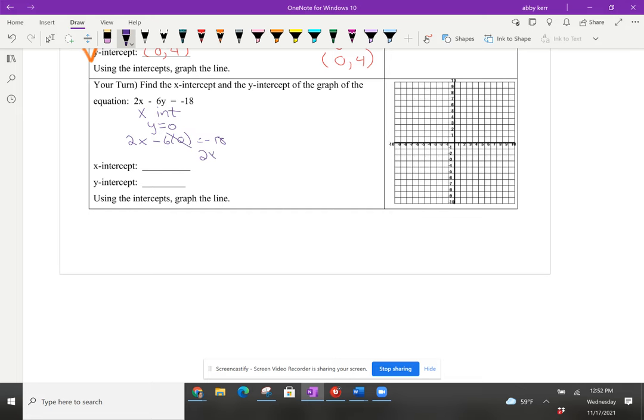Now we have a one-step equation: 2x equals negative 18. I'm going to divide by 2. X equals negative 9. To write that as an ordered pair, it's negative 9, 0. And then for the y-intercept, we're going to do x equals 0, because when you are on the y-intercept, you have no left and right movement.